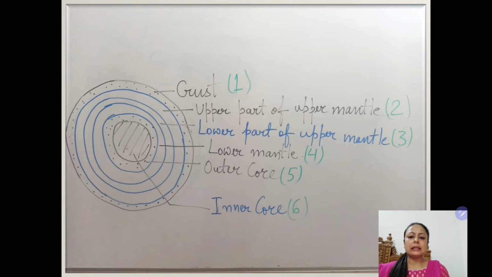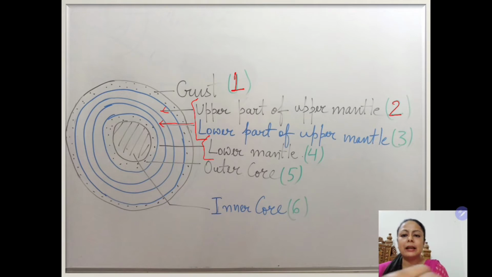So if you see this diagram, this will make your concept very clear. So crust is the first layer. The mantle, which is divided into 2 parts. So this is the upper part of upper mantle, which I have marked 2. And this is the lower part of upper mantle. So this is the upper mantle and this is the lower mantle. So students, I hope this is clear.